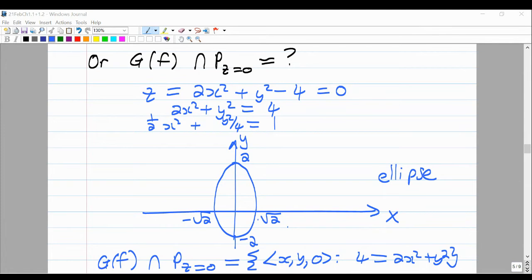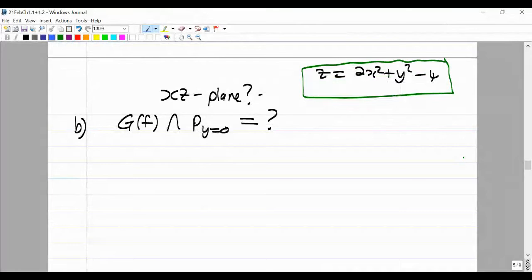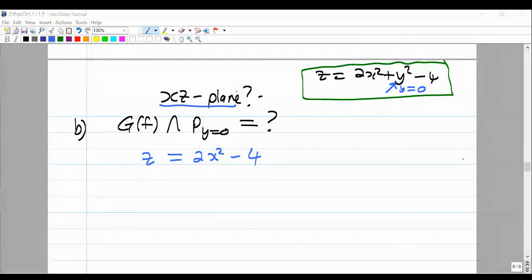But now let's do a different slice. Now we want to slice it with the xz plane. So what variable is missing? What variable is missing when you do xz? Yep, y is missing. So in this equation, you put y equal to 0. So we have z is equal to 2x squared minus 4. And who can identify what this shape is?